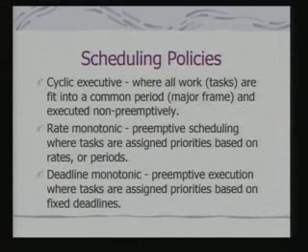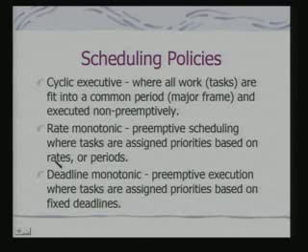Cyclic executive, where all work tasks are fit into a common period and executed in a non-preemptive fashion. If there are multiple periodic tasks, if we can compute the LCM of these periodic tasks, find that period and then schedule all these tasks together in that period so that they execute in a non-preemptive fashion, we get a cyclic executive policy. Rate monotonic is a preemptive scheduling where tasks are assigned priority based on rates or periods.